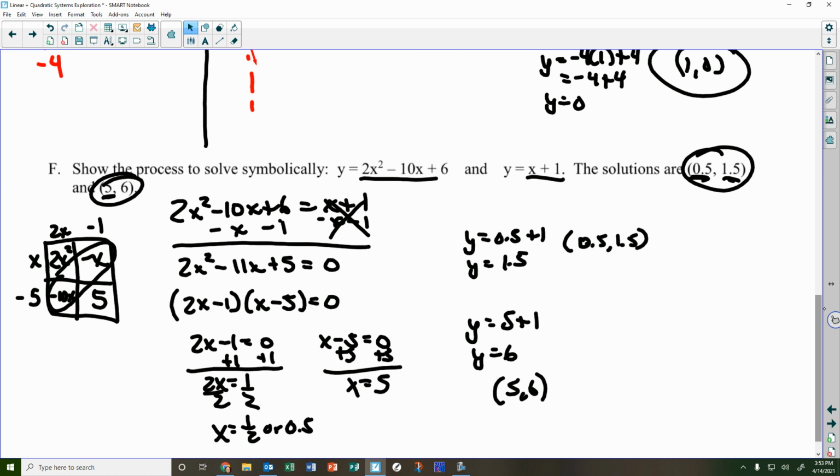So just a little exploring. We're going to do some notes in a minute too. But that was a little exploration with your systems of linear and quadratic equations. So let me stop this video here.